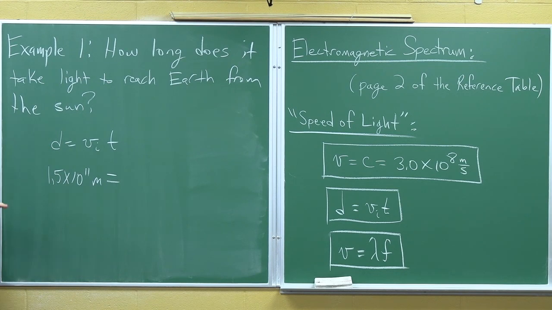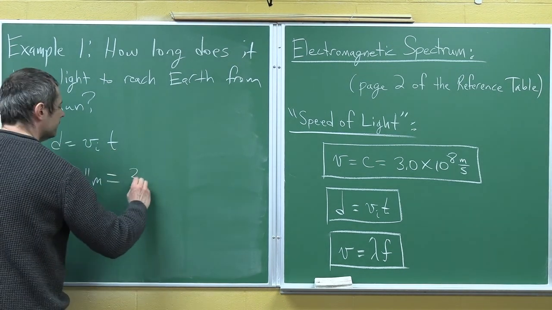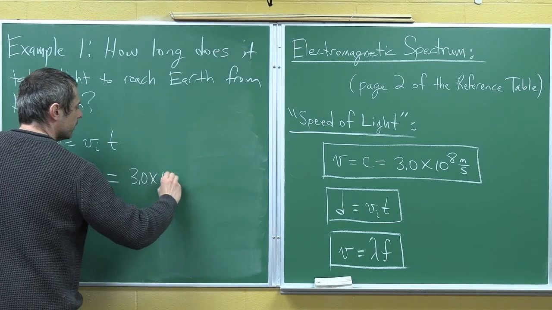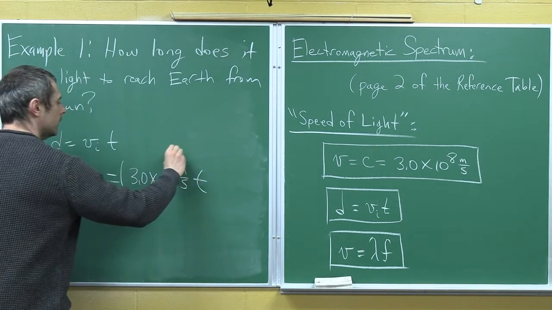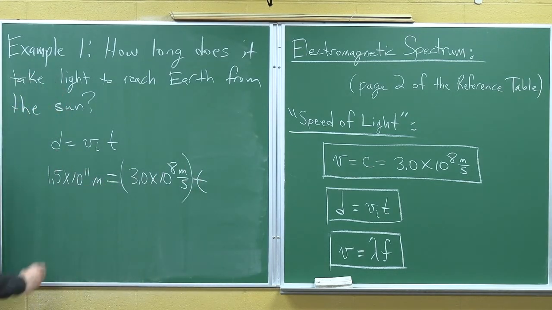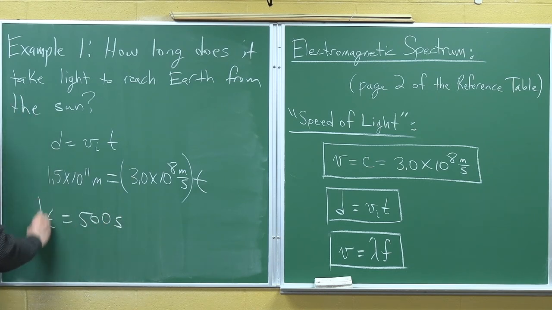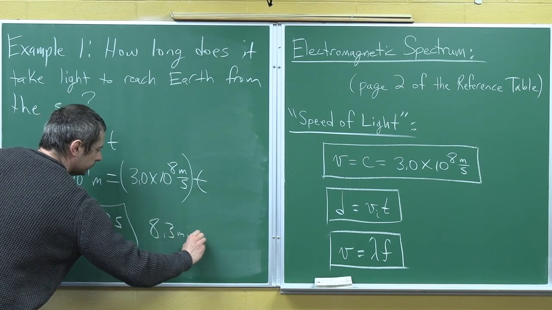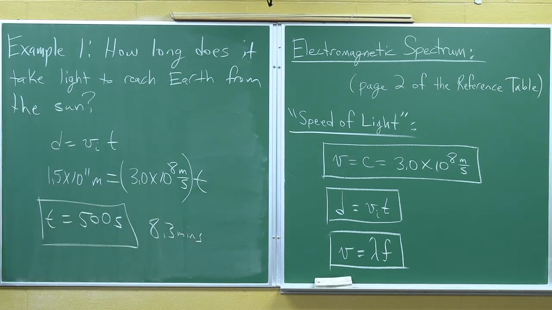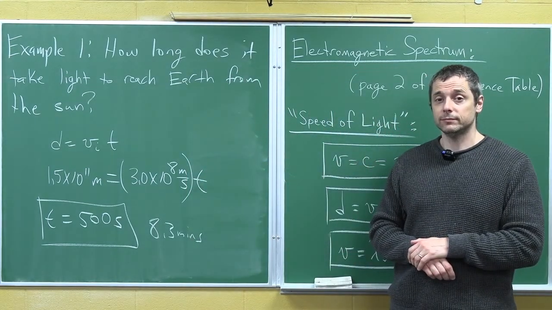The speed we get from the front cover, as I mentioned, speed of light, 3 times 10 to the 8th. Time is unknown. Divide by 3 times 10 to the 8th, and you get about 500 seconds. And that turns out to be about 8.3 minutes, I believe, just for reference. So, let me just give you a chance to copy this down before I comment.